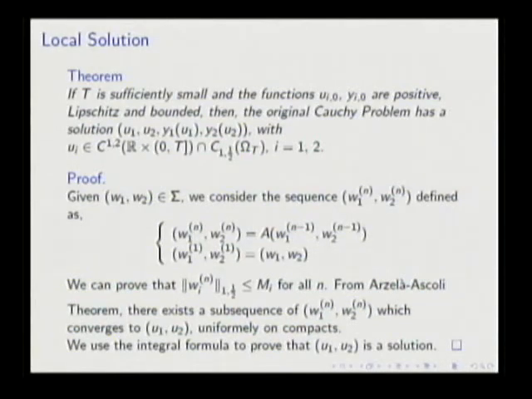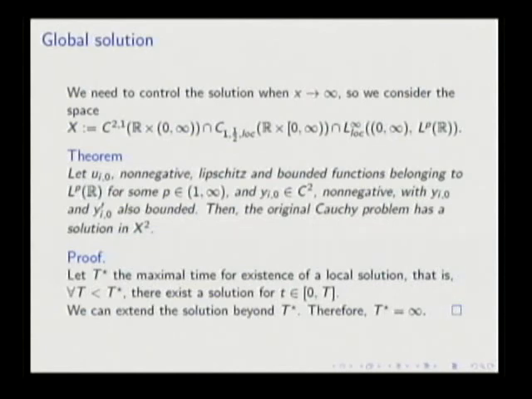For the global solution in time, we need to control the solution when x tends to infinity. So we consider the space of solutions, introducing this, for some p in this interval. So we have the following result.